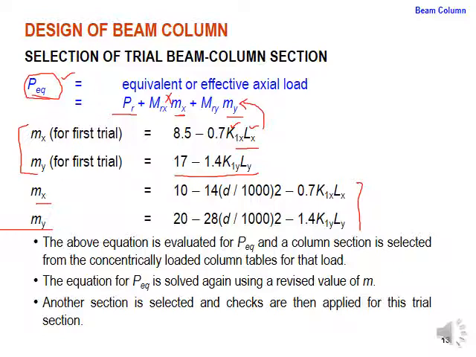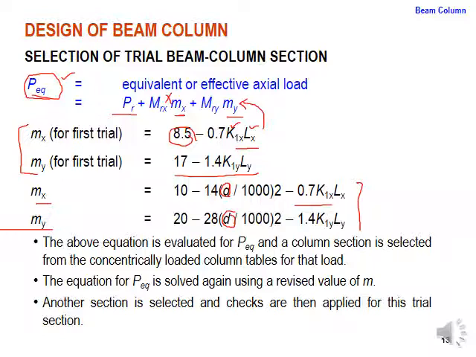This is 10 minus 14 d by 1000 divided by 2, and the rest will be the same, 0.7 k1x. So the first parameter is modified as 10 minus 14 d by 1000 divided by 2. Here you can see the depth of the member is incorporated, the size is incorporated. It means that once the first trial section is with you, its depth will be available practically, so that you can use the member sizes for the second, third and fourth trials.